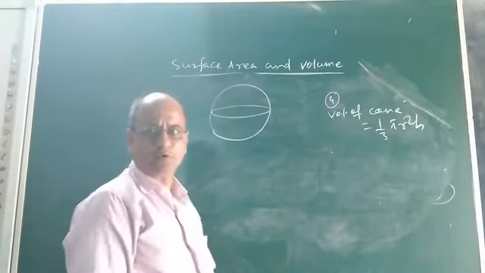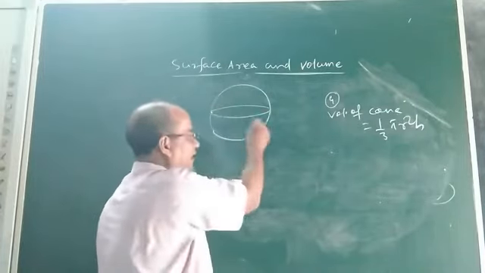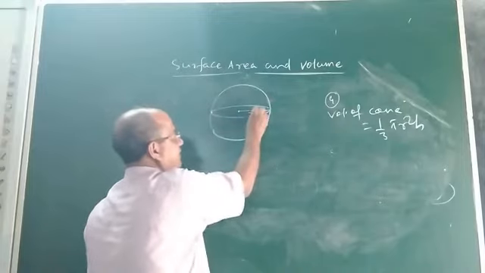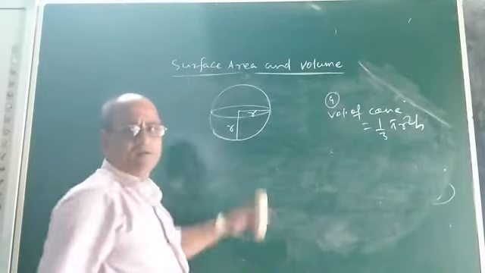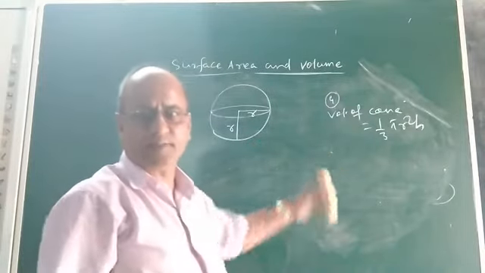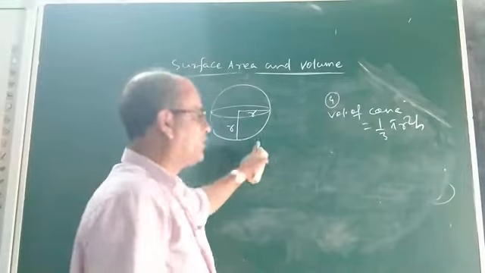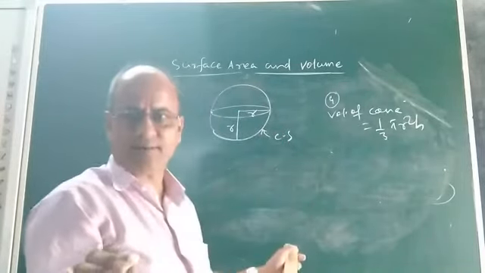Look at this figure. This is a circular end plane, having center, suppose O. This is your radius R. This is also radius R. What does this figure represent? This figure represents a sphere, which is another solid. As I told you, a sphere has one curved surface. It has no plane surface.